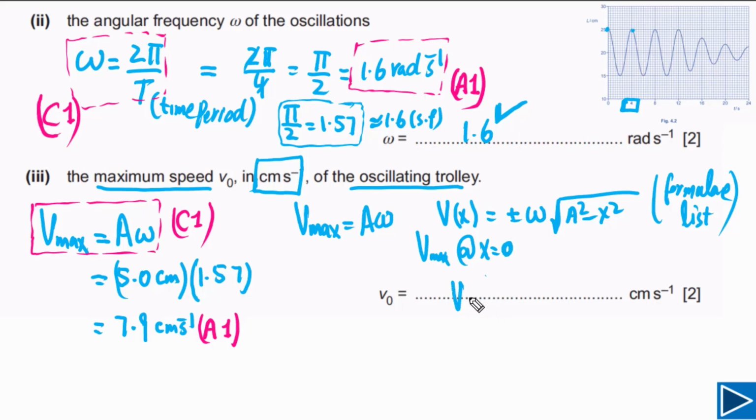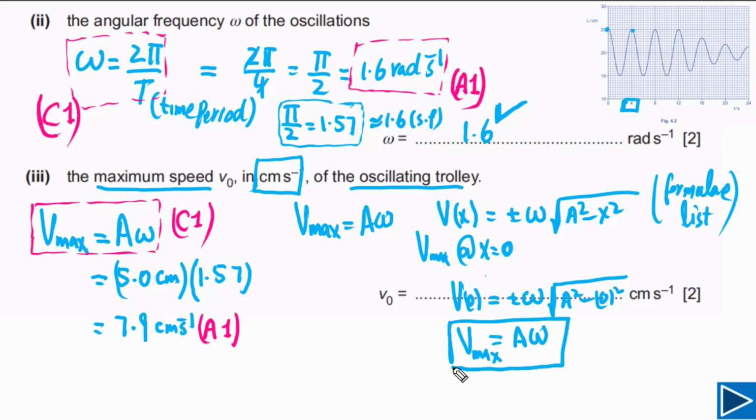Now simply from here we can find V at X is equal to 0. This will be equal to plus minus omega, and X is 0 in this case. So we can say the square root of A squared minus 0 squared. From here, we can simply write down Vmax. This will be equal to A times omega. So this is how we got this one. Vmax is equal to A times omega. You don't need to worry about the plus minus sign. We are talking about speed here, so we don't need to worry about plus minus. So this is how we got this formula.